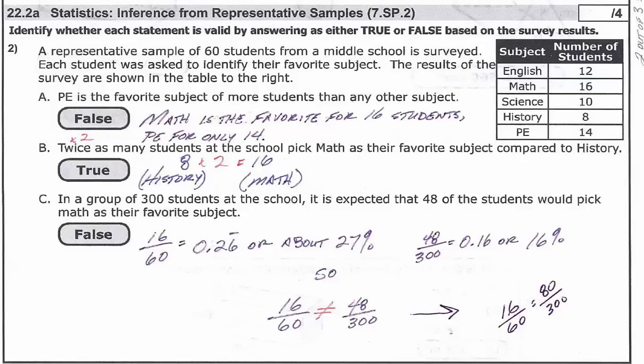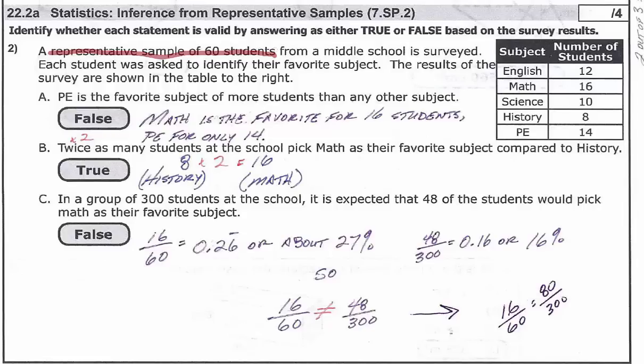And you can see the table. 12 picked English, 16 picked math, 10 picked science, 8 picked history, 14 picked PE. Notice again that they make the statement, this is a representative sample of 60 students. So they're telling you they already went through and they figured out how to get a mix of students. Maybe they had 5 kids from every first period class or 5 kids from every 4th period class. They didn't just go and ask 60 students all standing together. They didn't just go out to badminton and say, oh, there are 60 of you here in the gym.